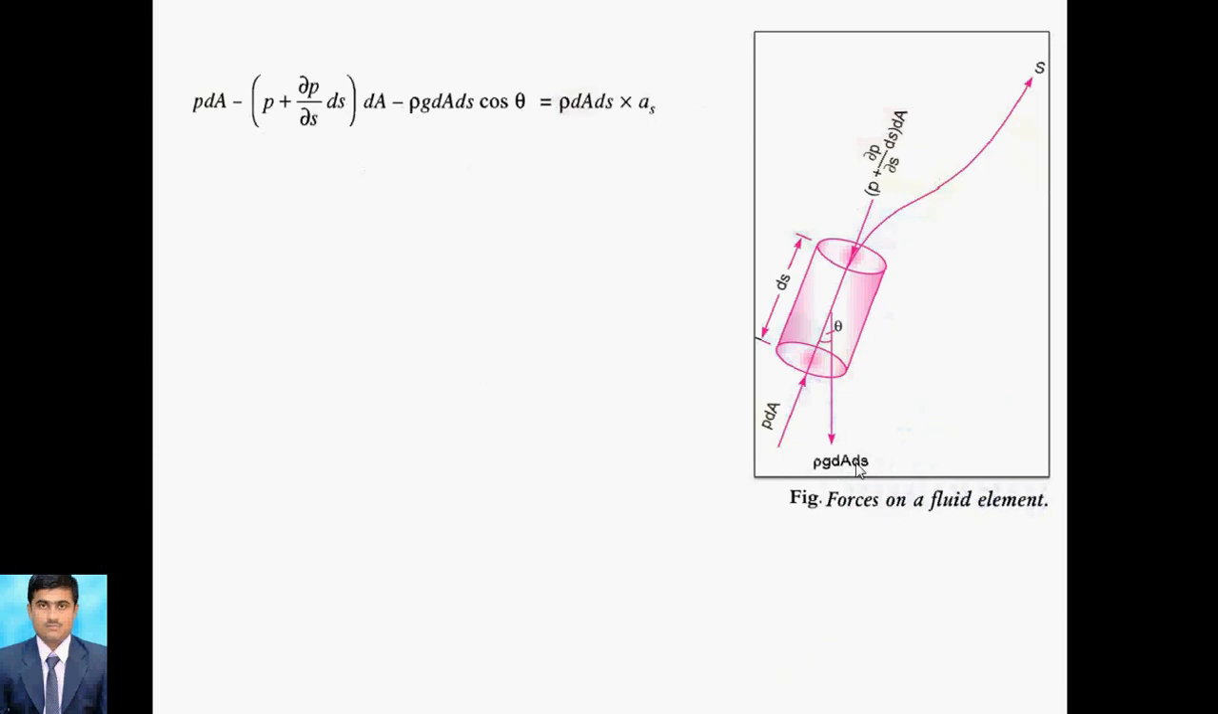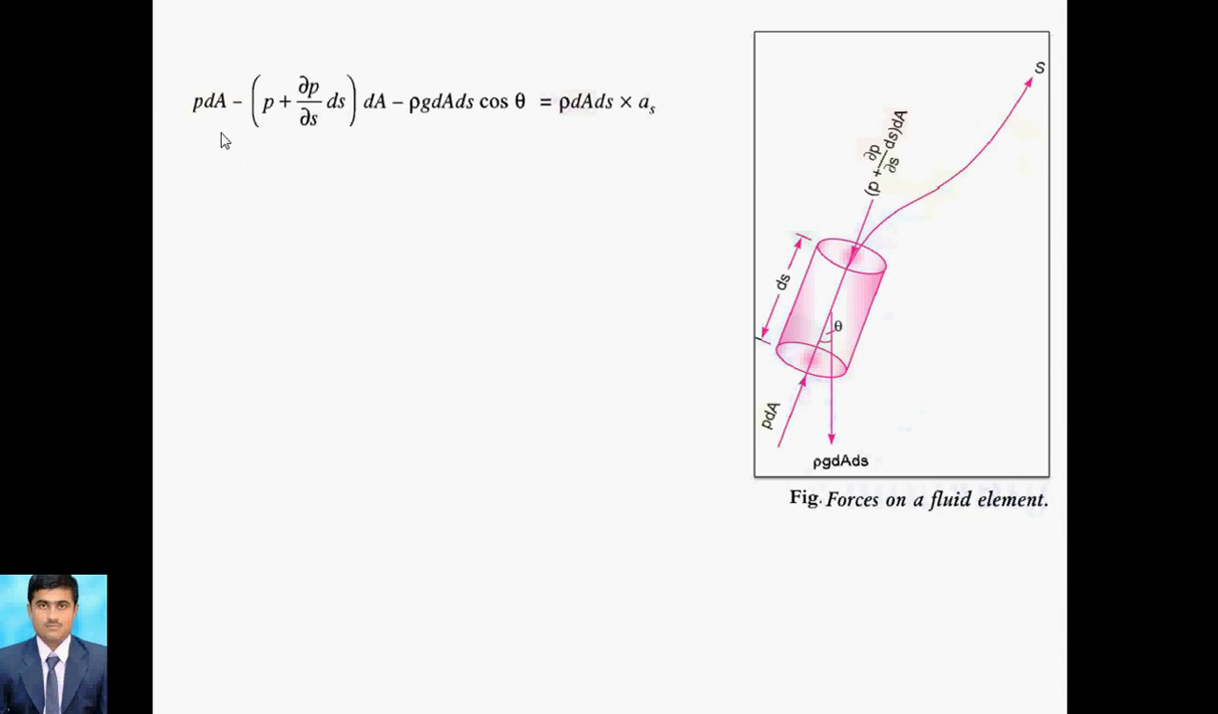So again I repeat: PdA minus this force, P plus dou P by dou S into ds into dA. These two forces act in opposite directions. If you take ds as 0, that means only PdA remains on the circular face. Here we consider the partial derivative with respect to s. Then minus rho g dAds cos theta, equals rho dAds into as.